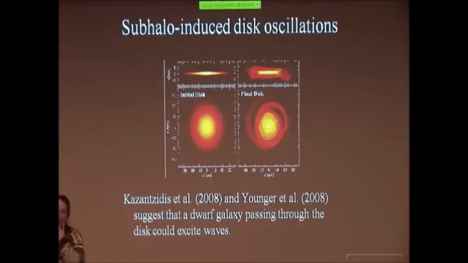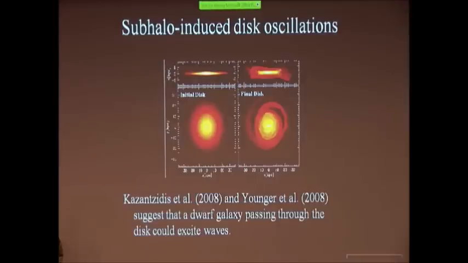Okay. But in recent years, and this is a figure made by Kazantsidis, I don't know how to say it, that is a picture that he's put out. What he says is that if you have subhalos, dark subhalos or dwarf galaxies that go through the disk, they can turn something that looks like this into something that looks like that. Okay? And so these waves in the disk could explain the kinds of star counts that we're seeing.